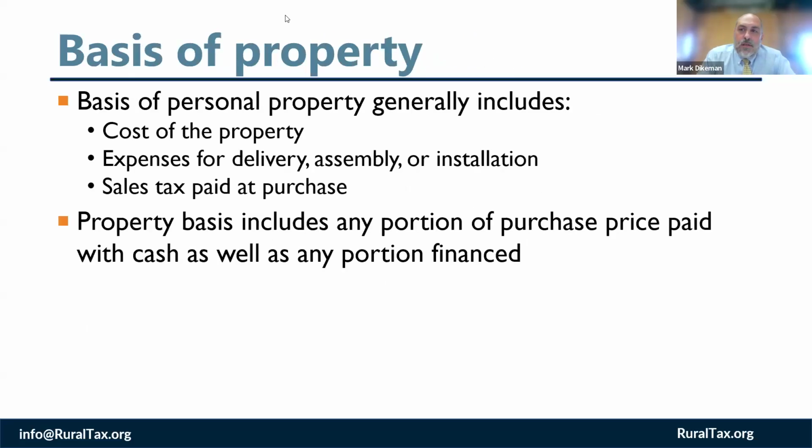The next big question is, what is the basis of the property? In general, basis is going to be the cost of the property, so what you paid for it, but it's also going to include expenses for delivery or assembly or installation, plus any sales tax that might have been paid at purchase. I also want to point out that items that are financed, so I may not have a cash outlay and my checking account may not be impacted by that purchase, maybe I finance the entire purchase, the amount that I finance is still considered part of the cost of the property. So I don't have to have a cash outlay to be considered the cost of that property.